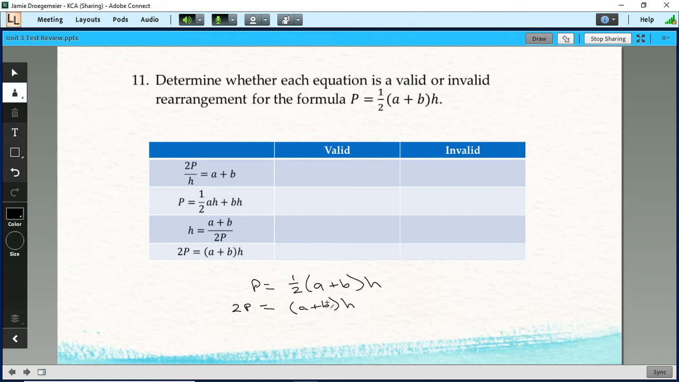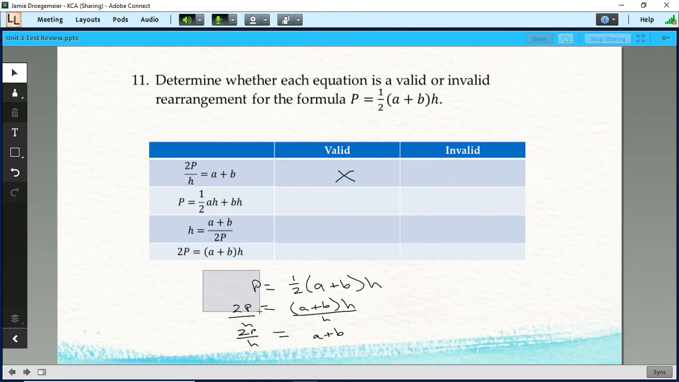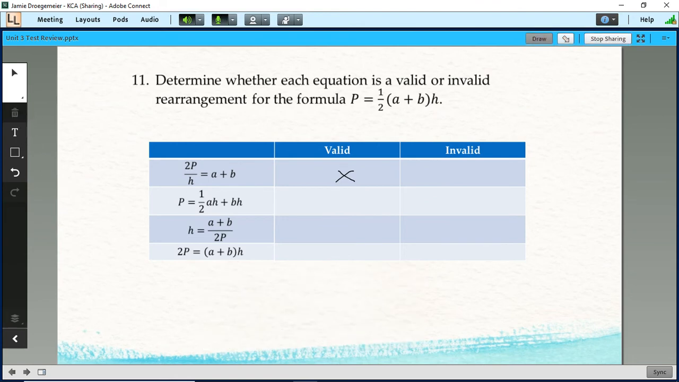And then I would need to divide this side by H to undo that multiplication. And so I would have A plus B on this side and the 2P divided by H on this side. And so that first example they gave us, that would be a valid rearrangement of that particular equation. All right, the second one, so they have rewritten this as P equals 1/2 times AH plus BH.